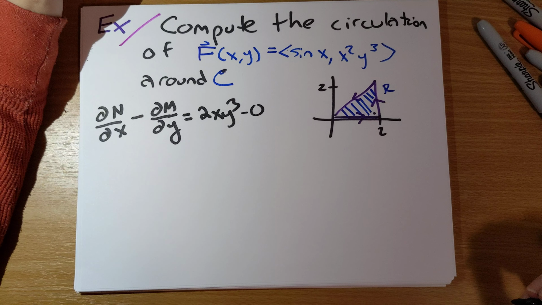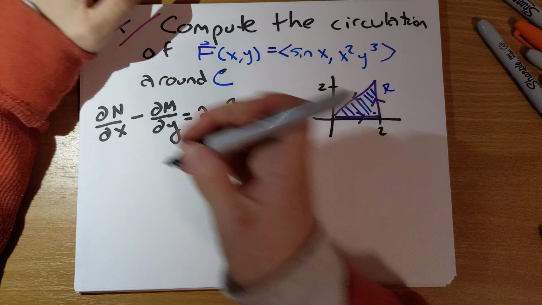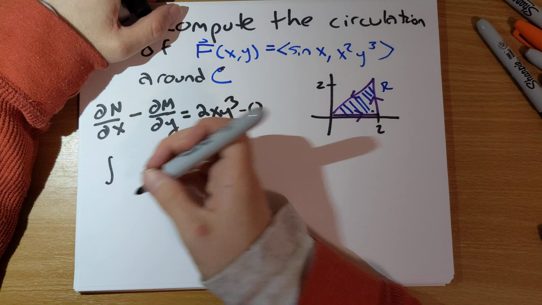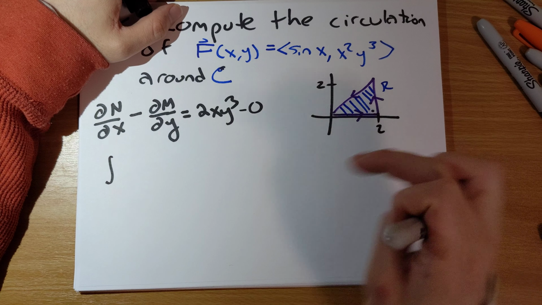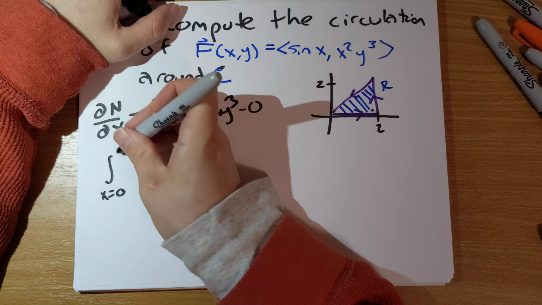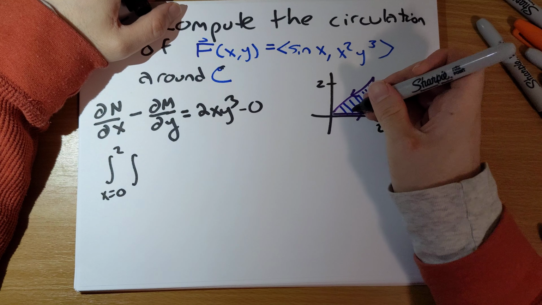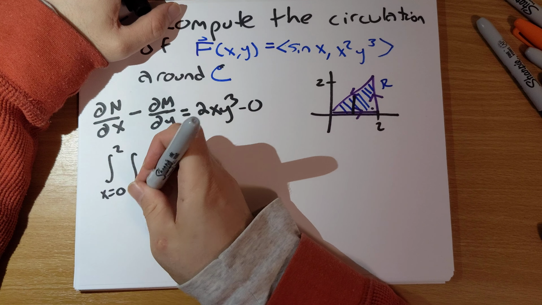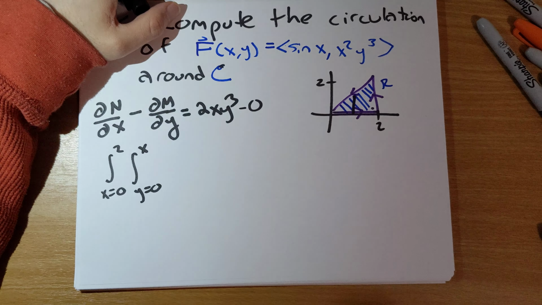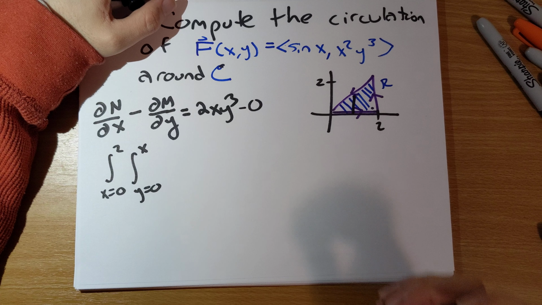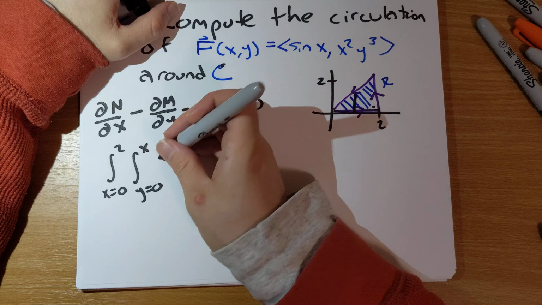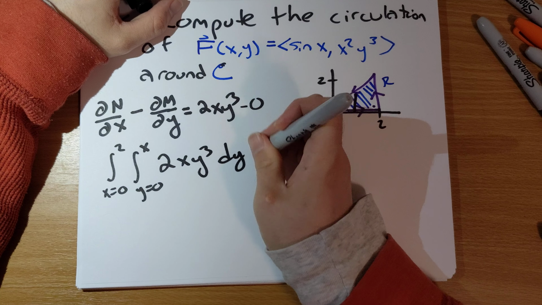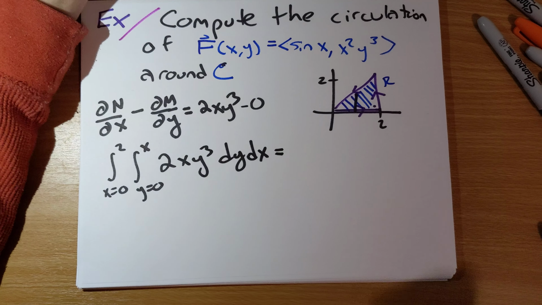Now this becomes a chapter 15 problem. We need to do a double integral here. We need to integrate x from 0 to 2, and then for a particular value of x, y runs from 0 to x. So these are our bounds of the integral, and our integrand is 2xy cubed dy dx.